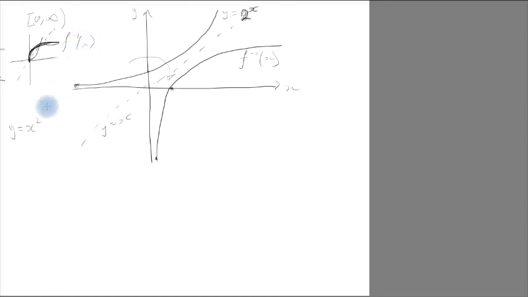Or you can do it algebraically. Because I've restricted the domain, I know that x is only positive, which means I can easily take the square root. So if I swap my x and y values, and now I solve for y, then I get y equals the square root of x, and that is the graph that I've already drawn. So there we go, that is inverse functions.